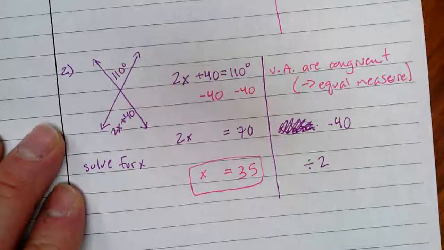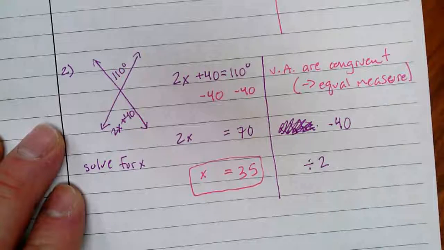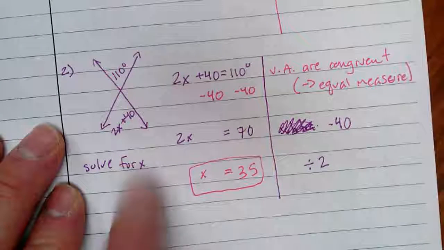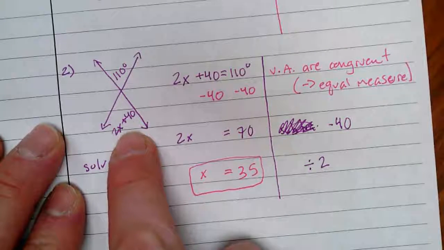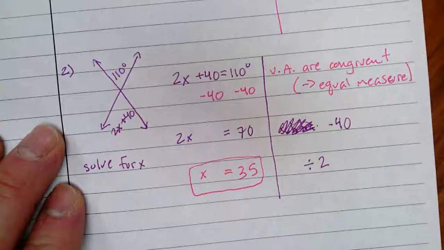Now sometimes in some other problems we may also be asked to go back and figure out what the angle was. Now hopefully if we substitute 35 into 2x plus 40 we should get 110 in this case. Alright, and good luck with these.